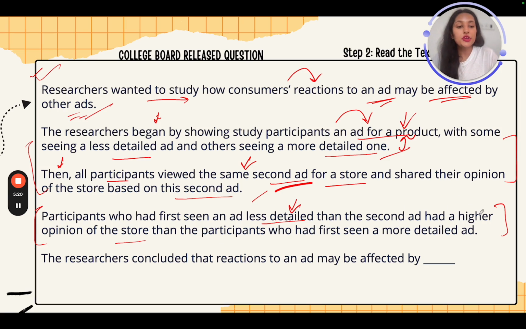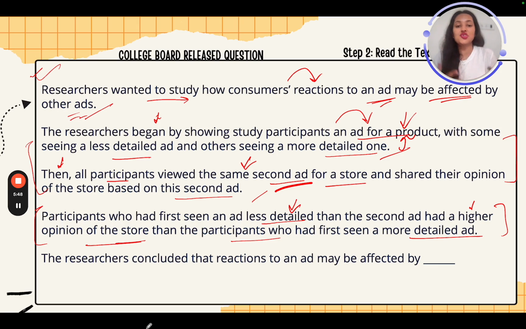What was their opinion of the store? They had a higher opinion of the store, so they probably liked the store more compared to the participants who had first seen a more detailed ad. So the ones that saw the less detailed ad liked the store more compared to those participants who saw a more detailed ad. So it's basically talking about the impact of seeing a detailed ad on the other ad that they saw later for the store.